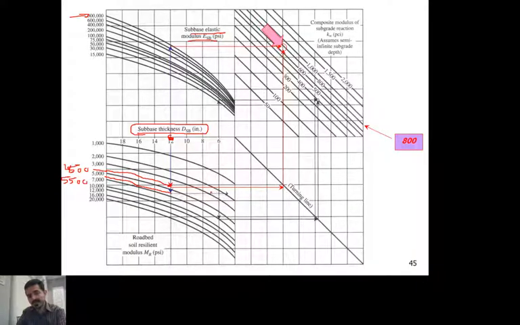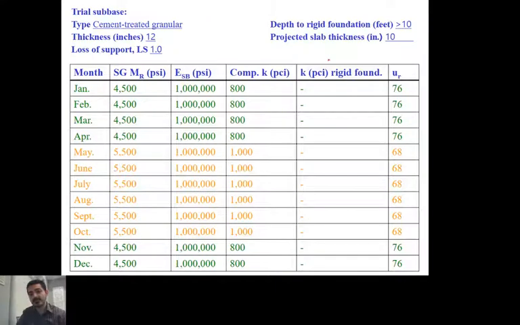And I did the same thing. Notice the sub-base modulus at the top doesn't change, because we were told it doesn't change by season, so this is fixed. All I'm changing is the modulus of the subgrade. I'm going all the way one more time, and now I have a value of 1,000. So now we can construct this table right here.